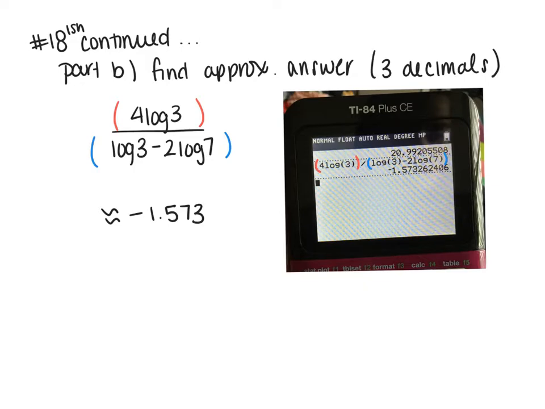Make sure you put the numerator and denominator in separate parentheses so that your calculator knows that whole thing is on the bottom. And then I got out negative 1.573. Again, it said to the nearest thousandths, which would be 3 decimal places.